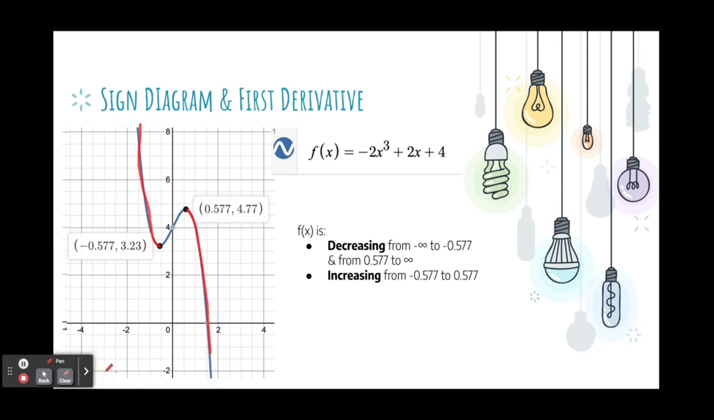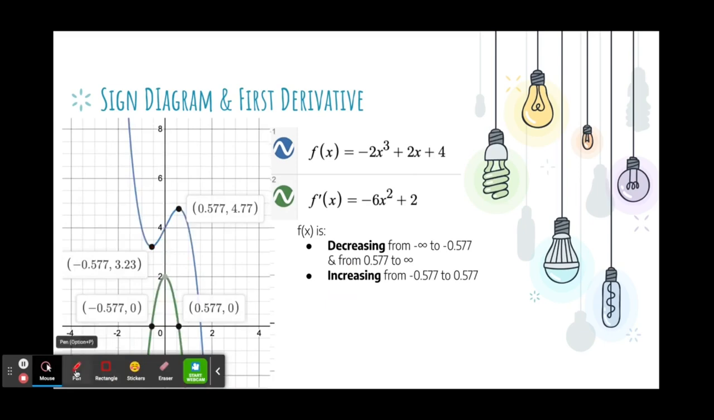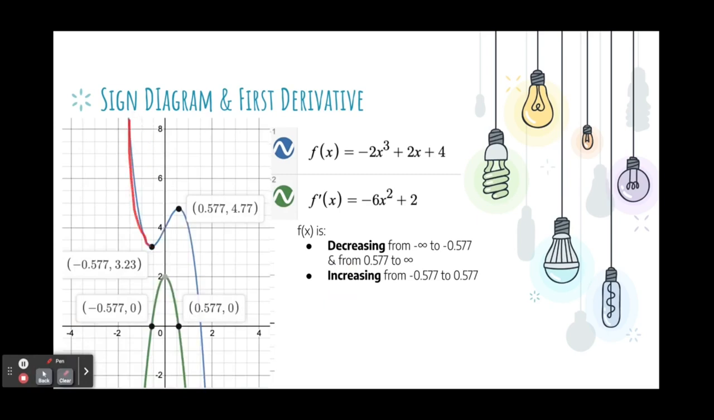Now let's think about the first derivative. The derivative of this is negative 6x squared plus 2. Let's graph this derivative and see what it looks like. When we graph the first derivative, we notice that where our function is decreasing, which is these two sections here, the derivative function is negative at those points. So these two parts are negative because they're below the x-axis.